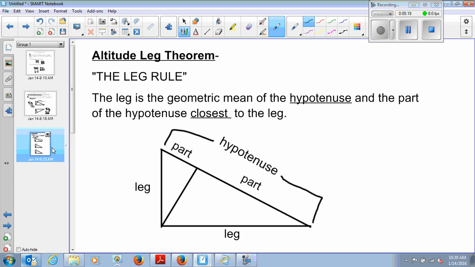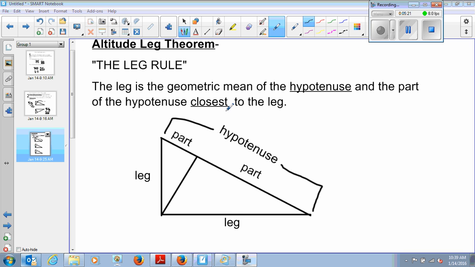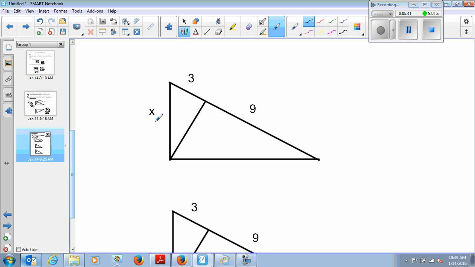Now let's look at the last part here. I call this the leg rule. So with the leg rule, it's a little bit different. The leg is the geometric mean of the whole hypotenuse and part of the hypotenuse closest to the leg. So here we have the whole hypotenuse. Here's our two legs. This part would be closer to this leg, and this part would be closer to this leg. So let's see how this looks. So again, the leg is the geometric mean of the whole hypotenuse. So I need to find that whole thing there, which is 12. And then I'm going to choose the part that's closest to the leg I'm trying to find, which is actually 3.